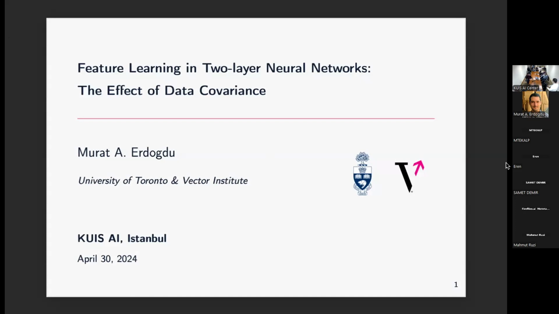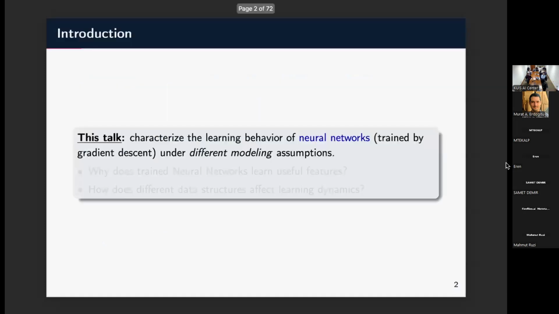Thank you for the kind invitation, and thanks everyone for coming to the call. So today I'll talk about feature learning in two-layer neural networks, and this is a kind of combination of 3 papers that I've done in the past two years. I want to particularly focus on how different data structure actually affects the learning dynamics with neural networks.